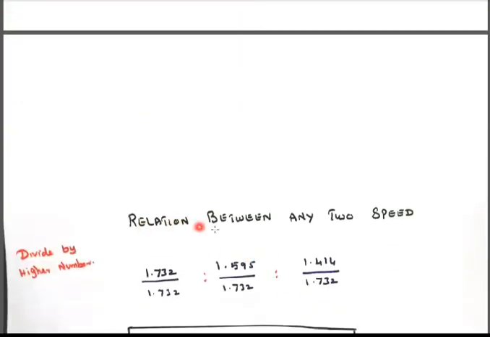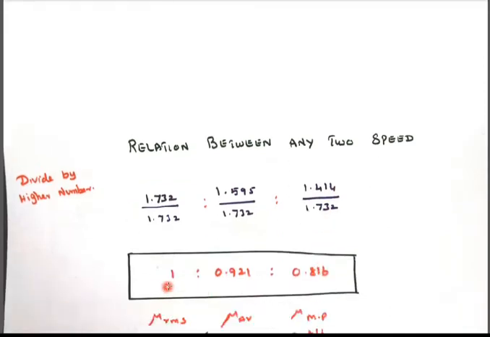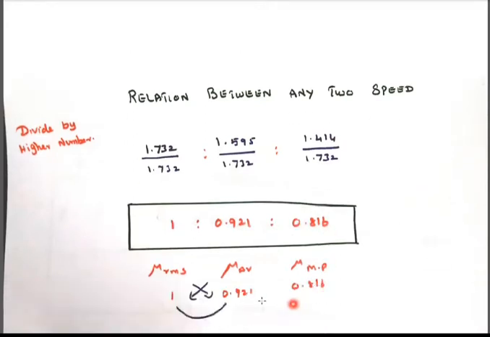Now we'll find the relation between any two speeds by dividing by the highest number. The highest number is 1.732. So 1.732 upon 1.732, 1.595 upon 1.732, and 1.414 upon 1.732, getting the answer 1 : 0.921 : 0.816. So 1 is the RMS value, 0.921 is the value of average velocity, and 0.816 is the value of most probable velocity.